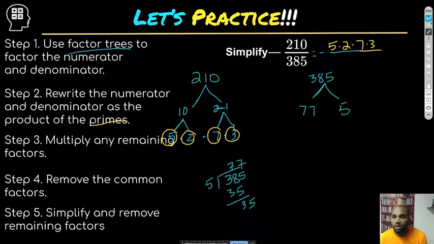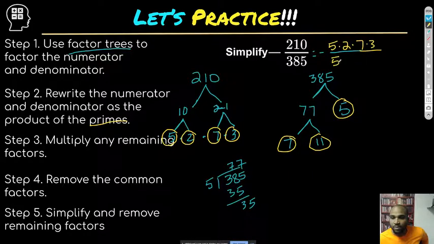Now 5 I can do nothing else with, so I'm going to circle that because that's one of my buds, like the bud on the tree starting to bloom. And mathematically that's my prime number. But I can break 77 down further, so we're not finished with this one, because I can still multiply 7 times 11 to get 77. And now those are prime number buds, if you will, and I can rewrite 5 times 11 times 7. So when you multiply 5 times 11 times 7, you get 385. Same thing as 5 times 2 times 7 times 3 for the 210.